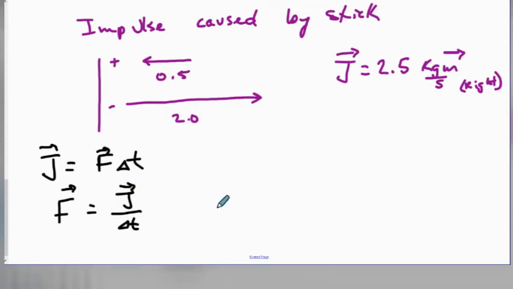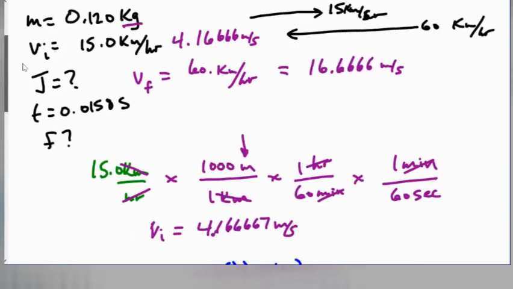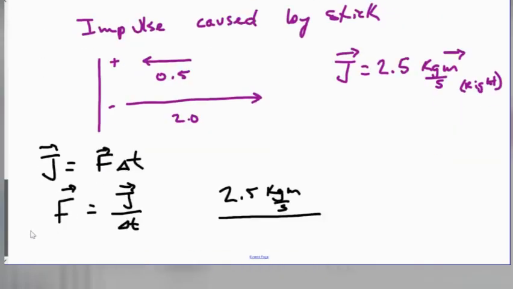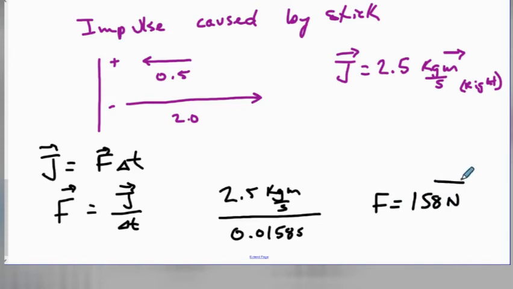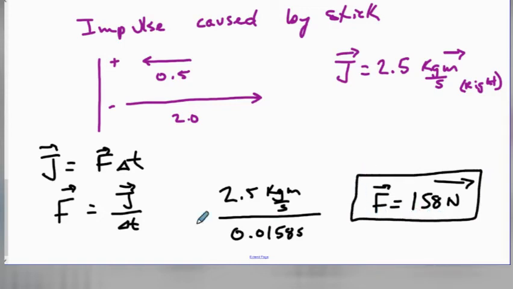Okay, so it will be 2.5 kilograms meters per second divided by the time in this question, 0.0158 seconds. Okay, and when I divide that out, we'll see that it was given a force equivalent to 158 newtons in that direction. And there we are.